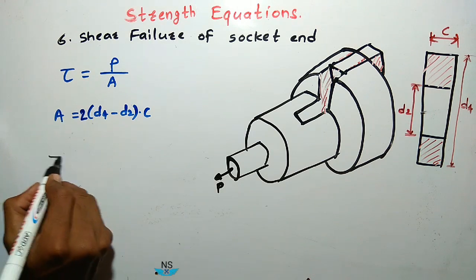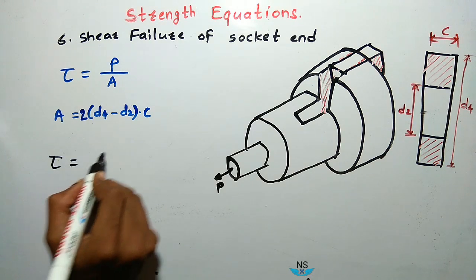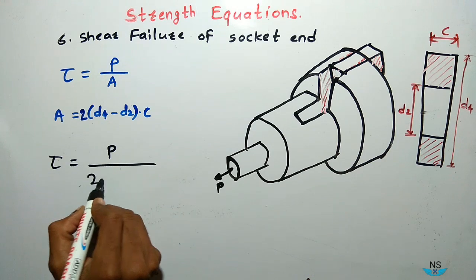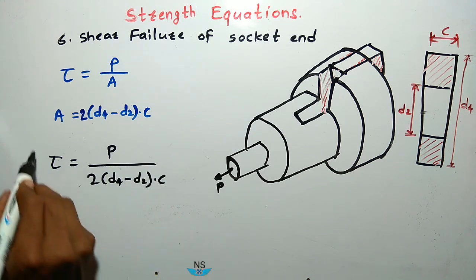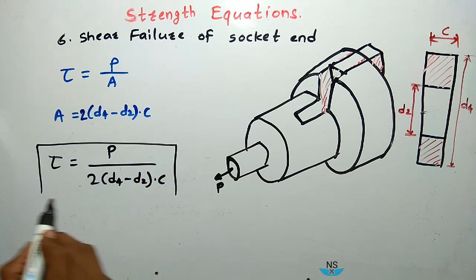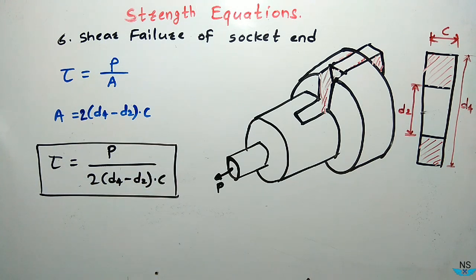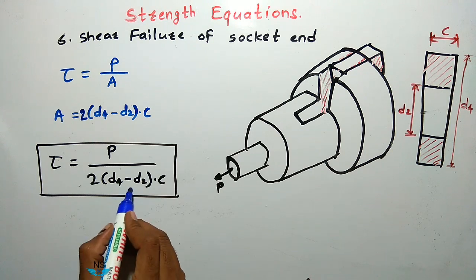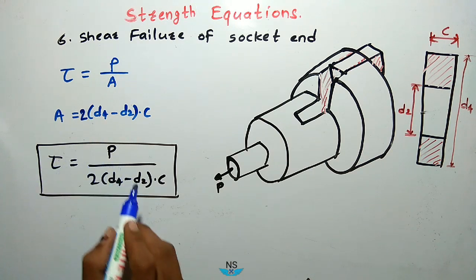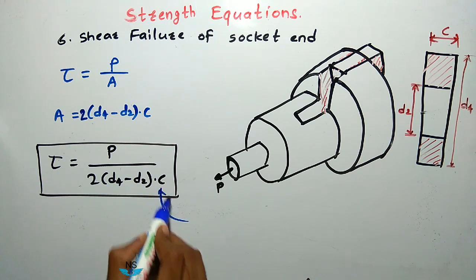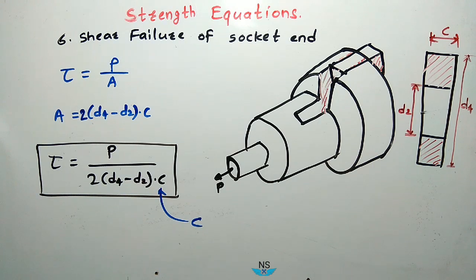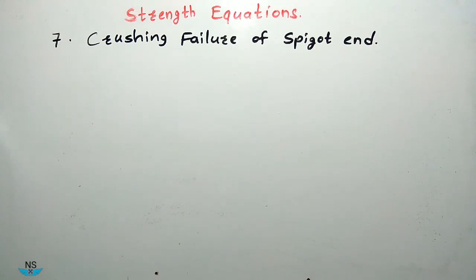Now what is the strength equation, tau is equal to P divided by 2 times D4 minus D2 into C. This is the sixth strength equation. From this equation, tau is known, P is known, D2 is known, D4 is known. You can find out C from this equation. You can find out C from this strength equation.